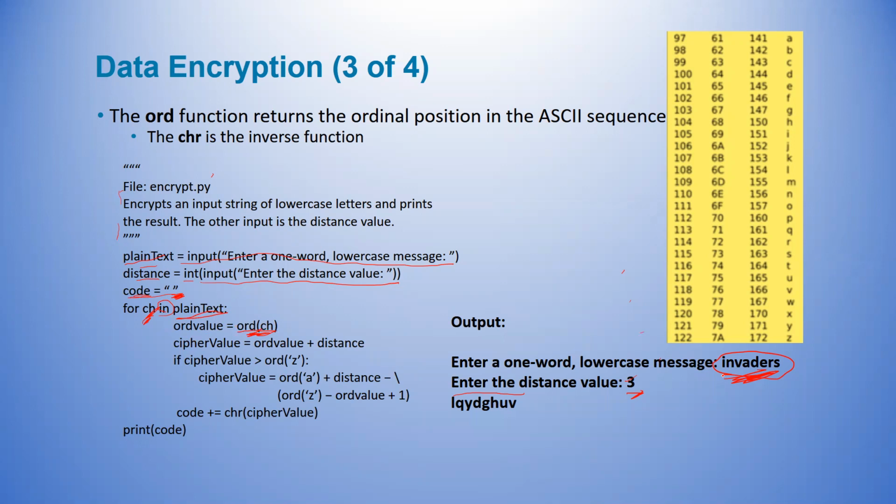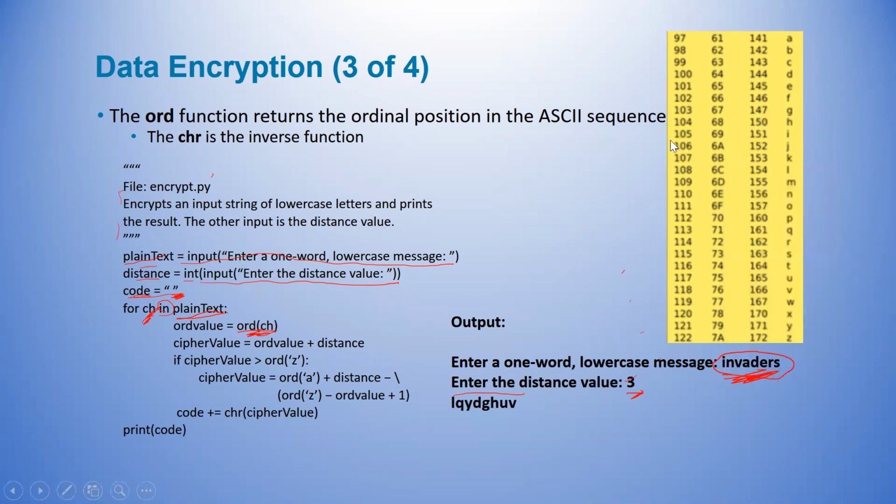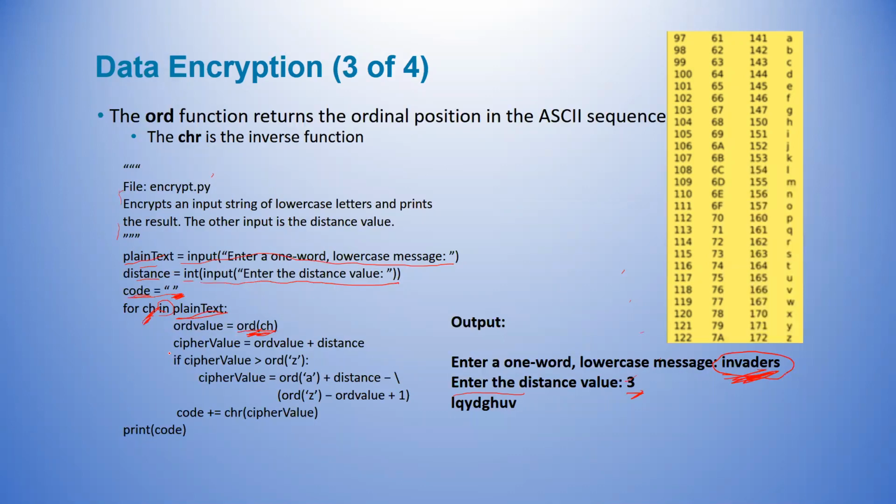So for I, it will get what? For I, it will get 105, right? So that's that. And then the cipher value is equal to ord value plus the distance. So for I, the system will give you 105. You add 3 to it, that becomes 108.